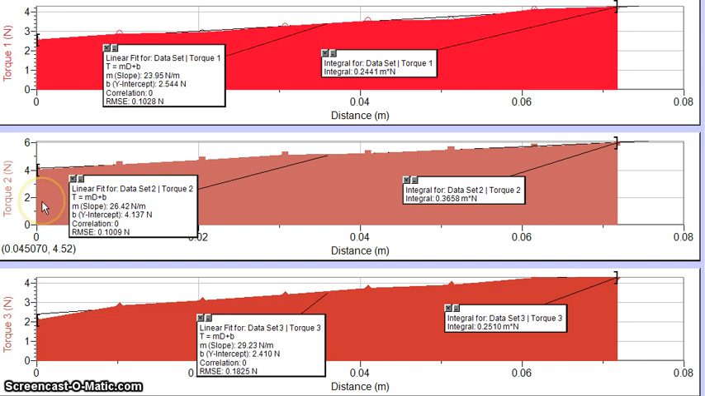For the second mousetrap car, the total energy it had when it moved that distance was 0.3658 newtons times meters, which is just joules. And for the third one, the area under the force versus delta x graph was 0.2510 newtons times meters, or joules. So 0.2510 joules was the total energy in the third mousetrap car, 0.3658 was the total energy in the second one, and 0.2441 was the total energy in the first one.